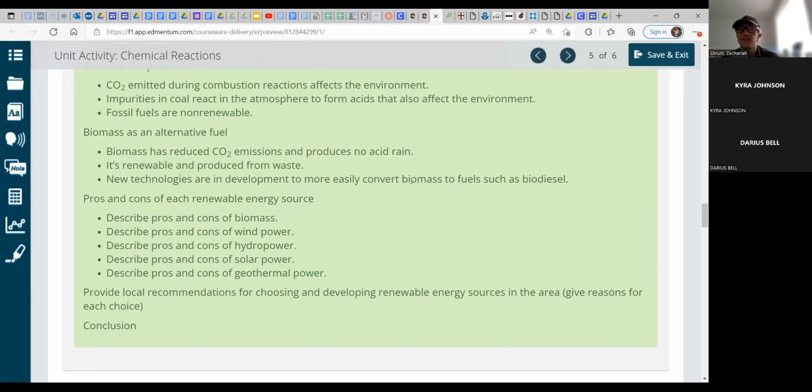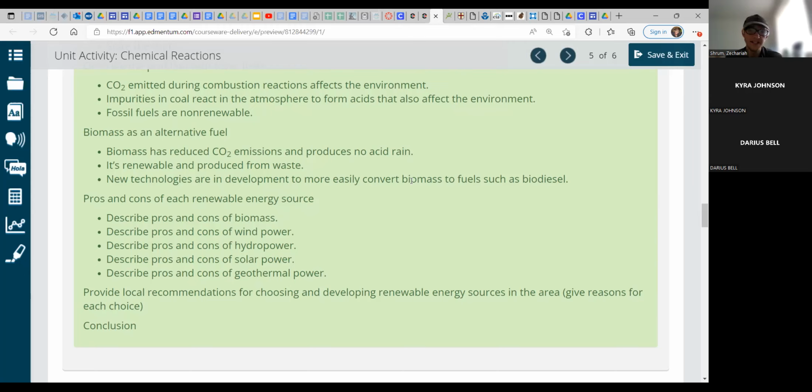And then after you're talking about biomass, because that's the one they're really focusing on in this lesson, you can also talk about renewable energy sources. So you have biomass, right? And then you have wind power, hydropower, which is water, solar power, and then geothermal power.